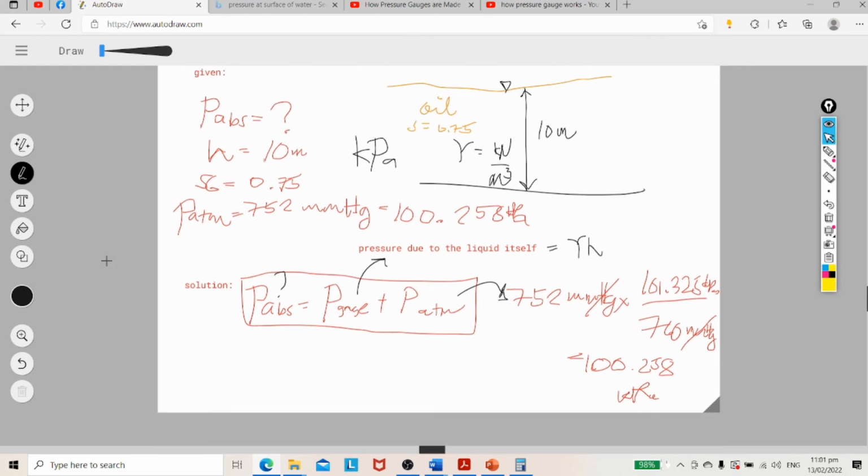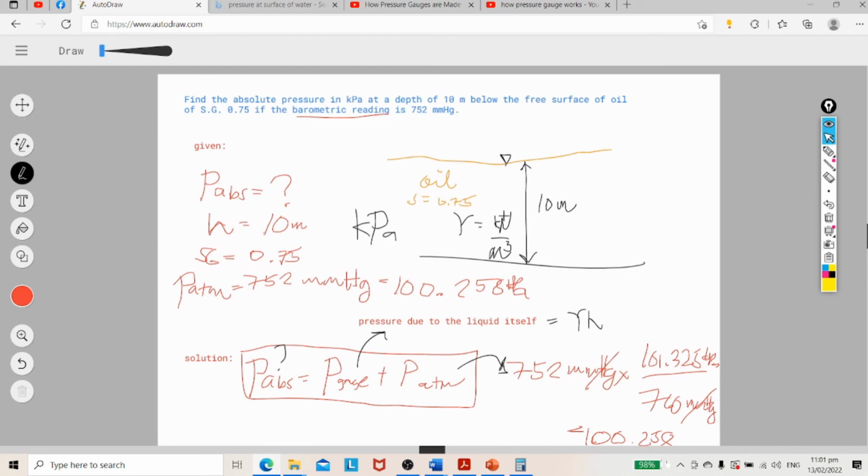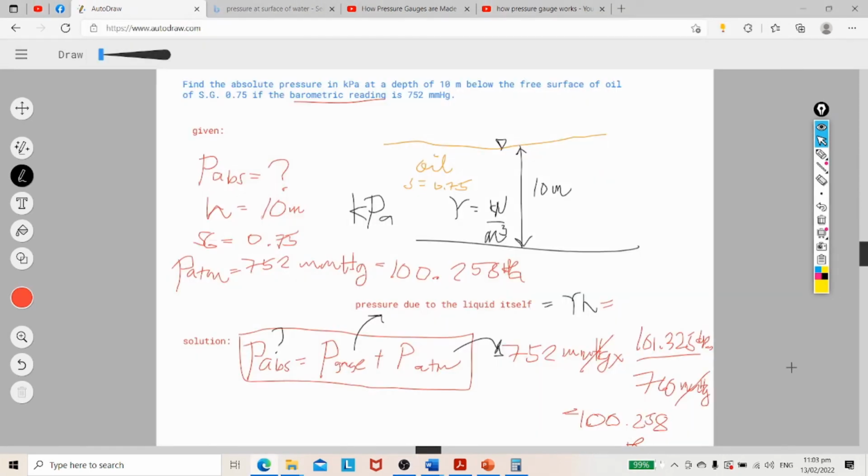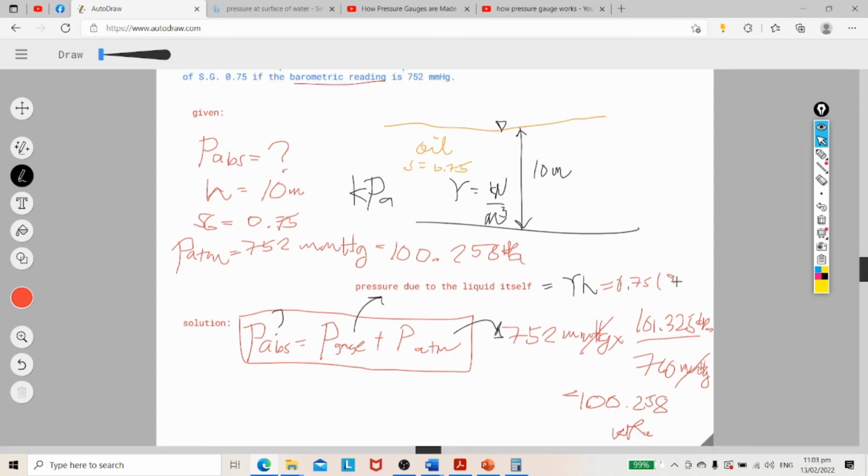Si gauge pressure naman, paano na po? Eh di ba meron tayong specific gravity ng oil. So, pwede nating sabihin na ang unit weight is equal to SG times the reference of water. So, meron tayong the unit weight is equal to 0.75 SG ha, times unit weight of water 9. Naka kilopascal tayo, so pwede ko nang sabihin na 9.81 ito.